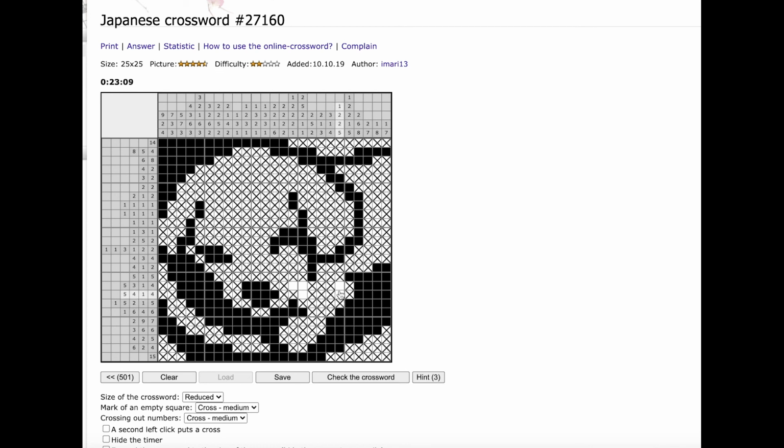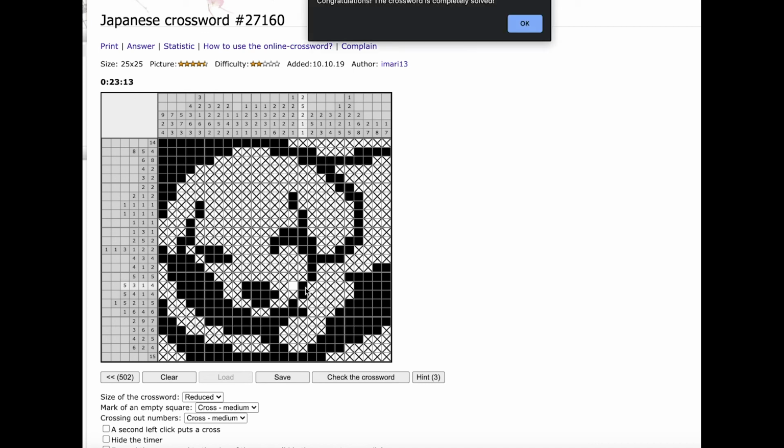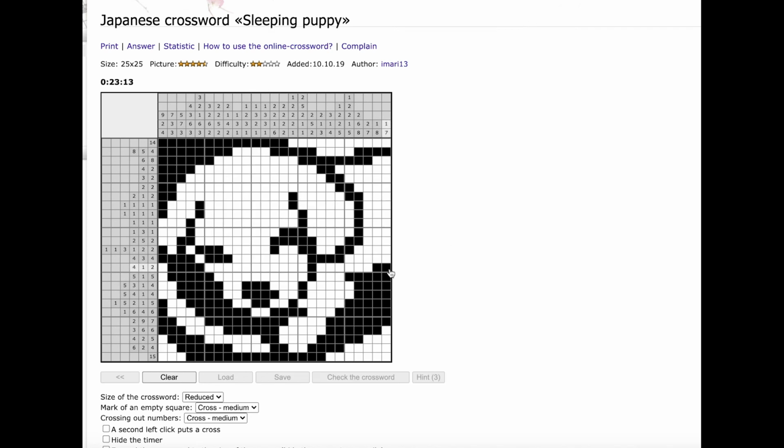Okay, here we go. 2, 2, boom, ready? Wait for it. Let's go! Look at that message. Congratulations, the crossword is completely solved, and you have to press OK. The rest doesn't let you do anything else. You have to agree that it's solved, or else you cannot click anything. You can't even click the URL at the top, dude. This website has a lot of control.